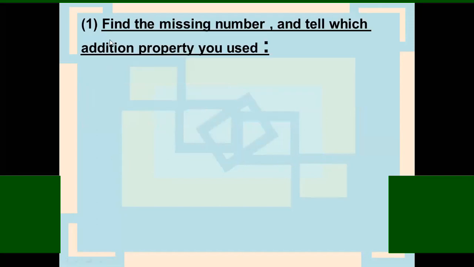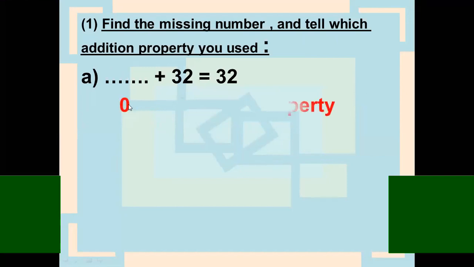Now we use these properties to solve questions: find the missing number and then tell which addition property you used. For example, what is the number plus 32 equals 32? The missing number here is 0, and the name of the property is identity. When you add any number plus 0, it equals the same number. The name of this property is the identity property.